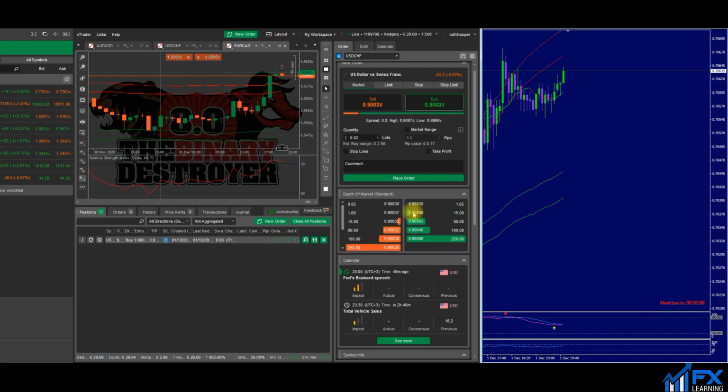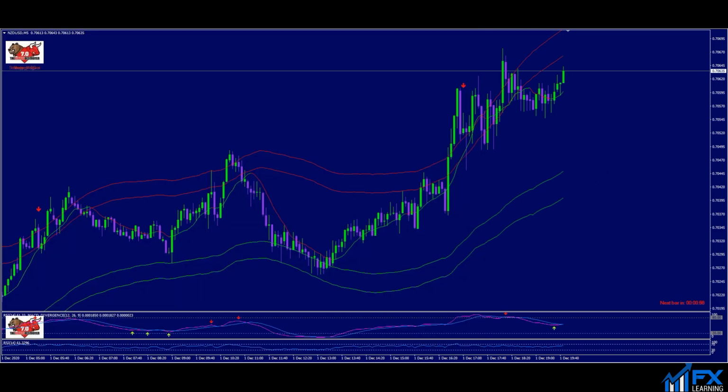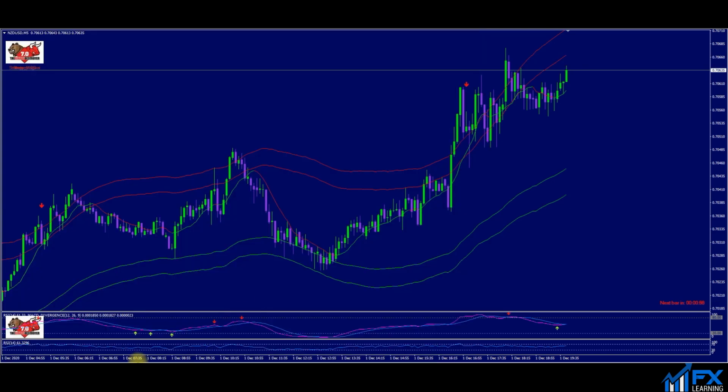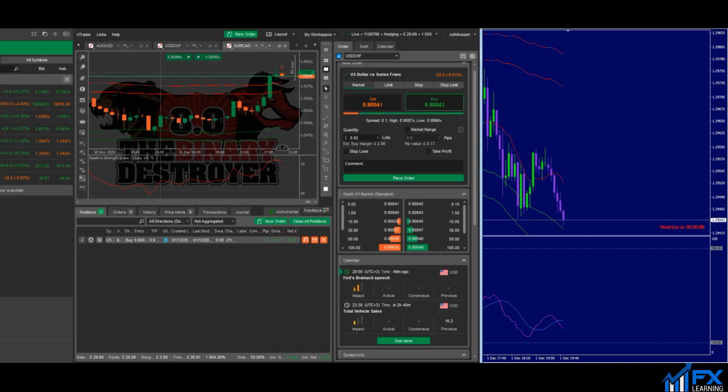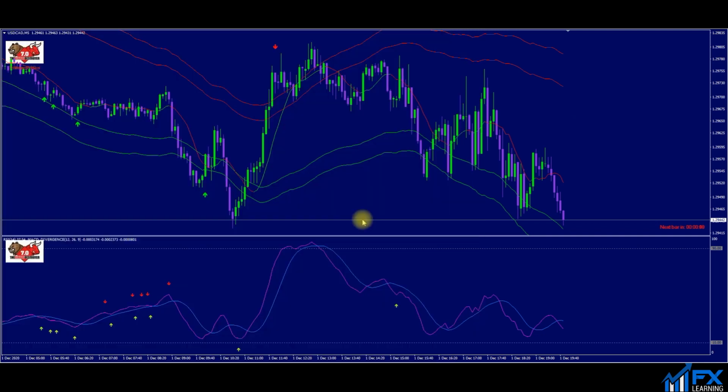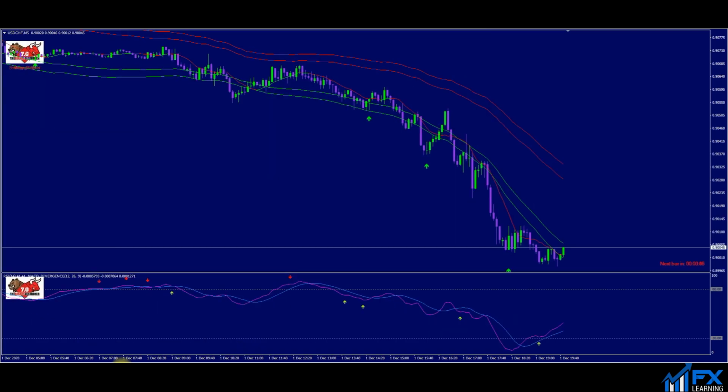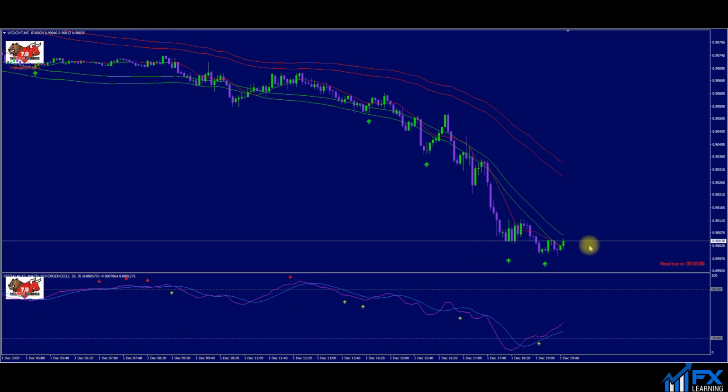So as you can see here, I'll show you the actual setup. It was on USD CHF, there we go. Okay, so you can see here, we popped a Mogwai signal here. We've also crossed as well on the MACD.